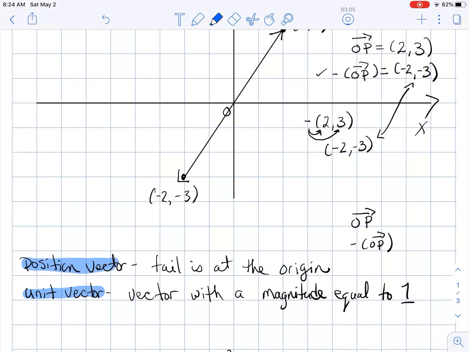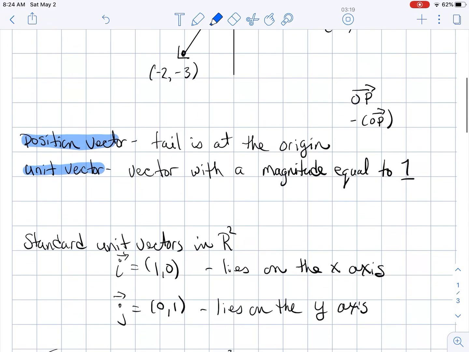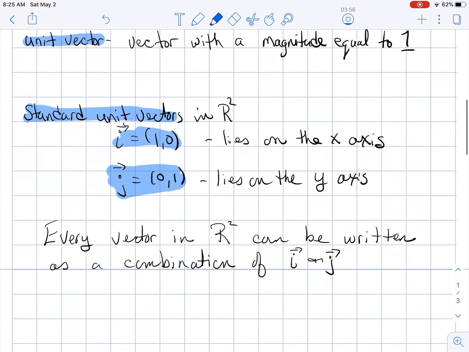Another definition that's going to come up quite a bit: whenever we hear unit vector, that's a vector with a magnitude equal to 1. Remember, magnitude is the length of a vector, so any vector that has a length of 1 is referred to as a unit vector. What's really cool is that in R2, the XY grid, we have standard unit vectors. The standard unit vectors are vector I, which is the vector 1, 0 and lies on the x-axis, and vector j, which is 0, 1 and lies on the y-axis.